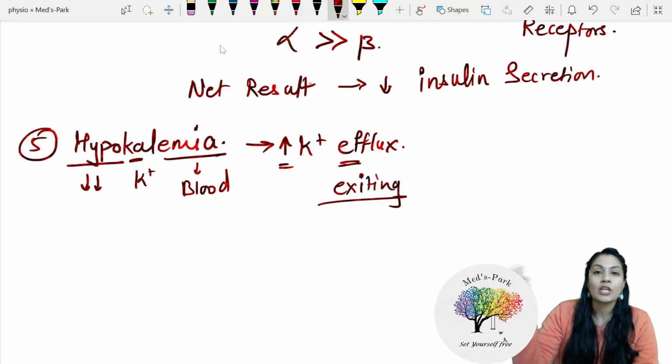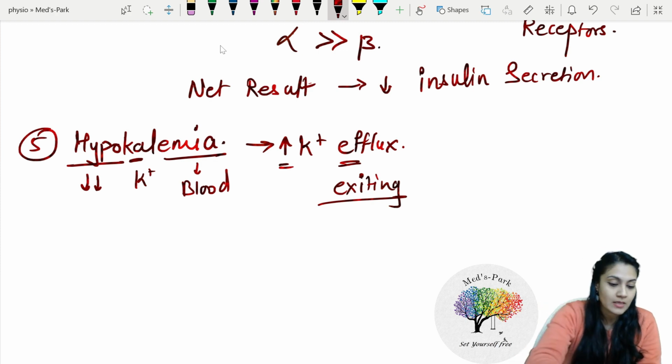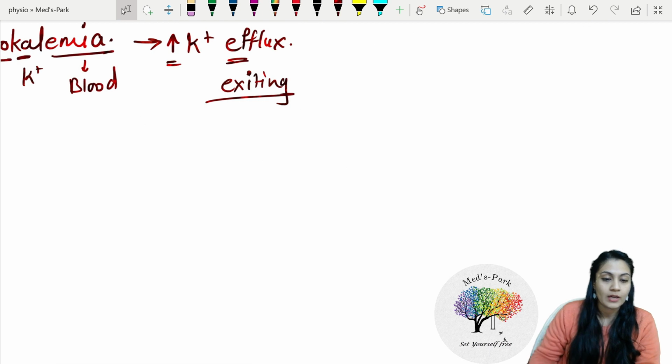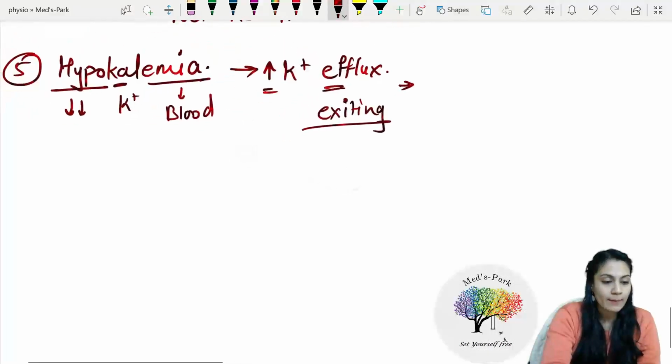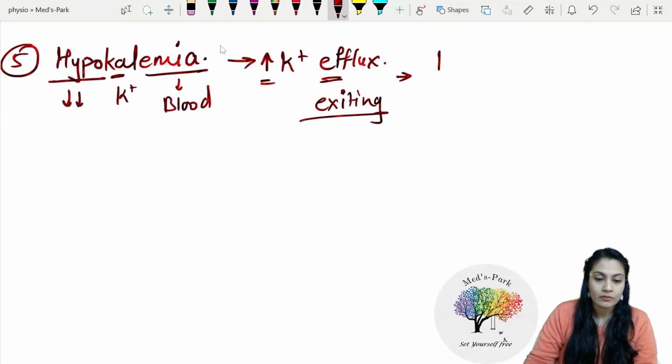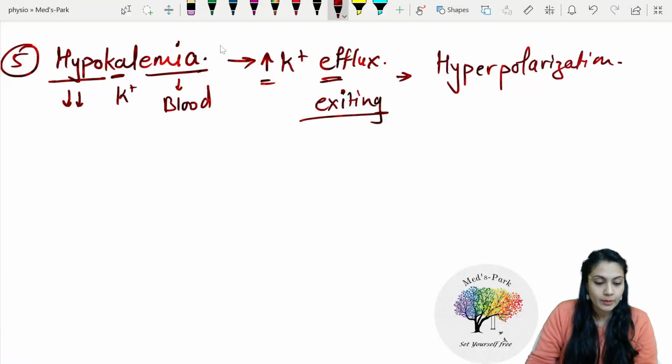So obviously the potassium efflux is occurring, and a positively charged ion leaving the cell will make the cell hyperpolarized again. So over here, due to hypokalemia there will be hyperpolarization of the cell, and when there is hyperpolarization, obviously the result will be a decrease in insulin secretion.